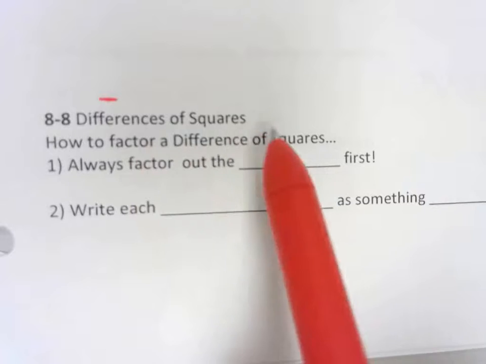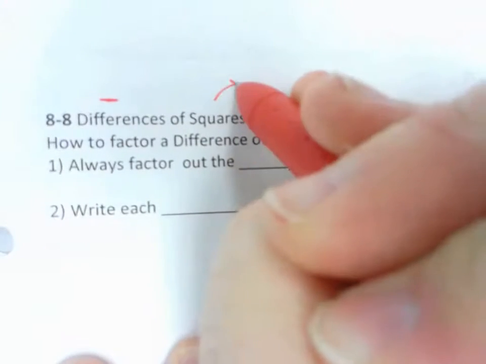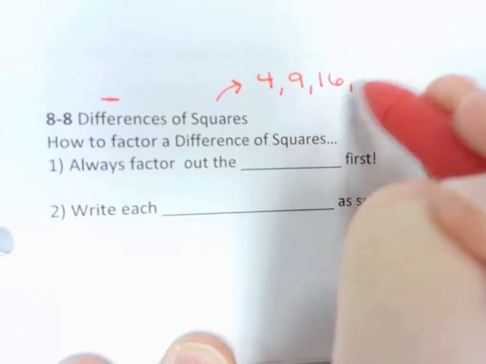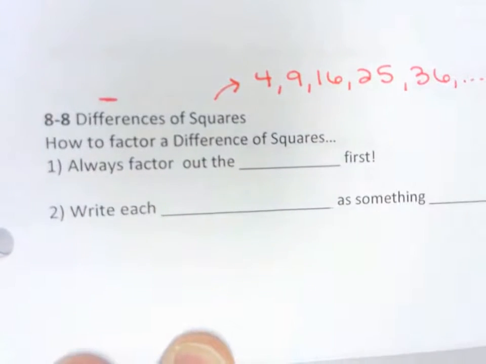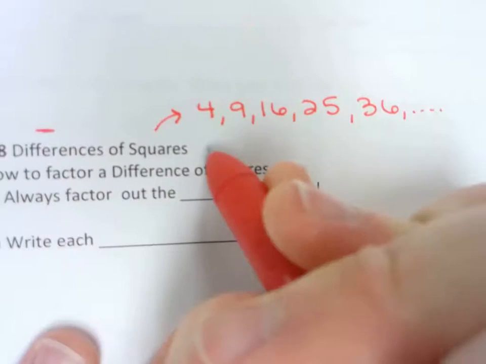Okay, anyway, so difference of squares. Difference, we're subtracting. Squares, we're looking for perfect squares. You know what perfect squares are: 4, 9, 16, 25, 36, and so on. That's what we're looking for. So we're looking for difference, subtraction, perfect squares. Now, you are going to use this when you have a binomial.